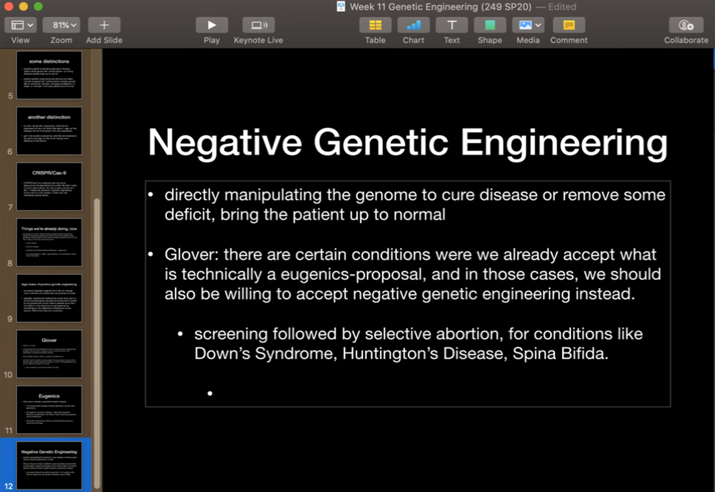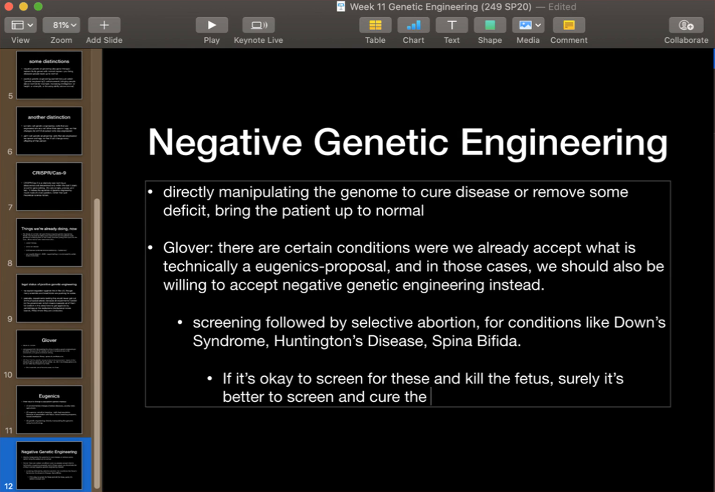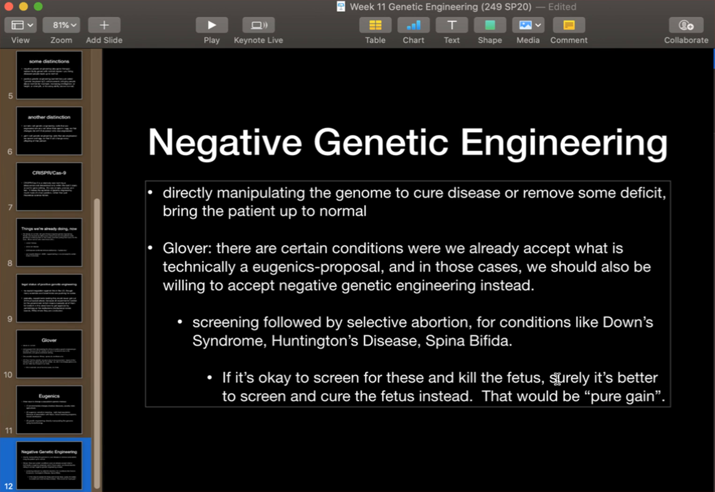So what Glover says is, if it's okay to screen for these and kill the fetus, surely it's better to screen and cure the fetus instead. He calls it pure gain. Because the idea is we already allow screening followed by selective abortion. This is eugenics. Deciding who gets to breed and what babies get to live because of their genetic conditions. And he says, hey, we're okay with this. But if that's okay, wouldn't it be better if instead of killing a fetus with Down syndrome, we just cure it? Or instead of killing the fetus with Huntington's, we cure it, et cetera.